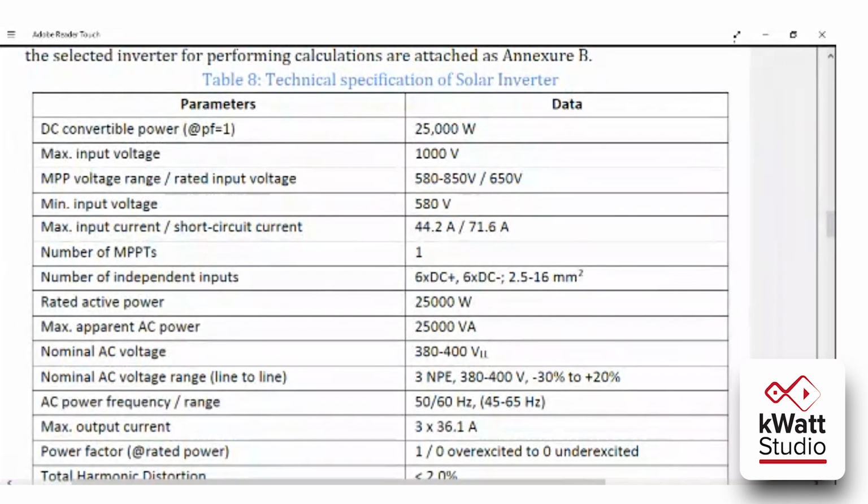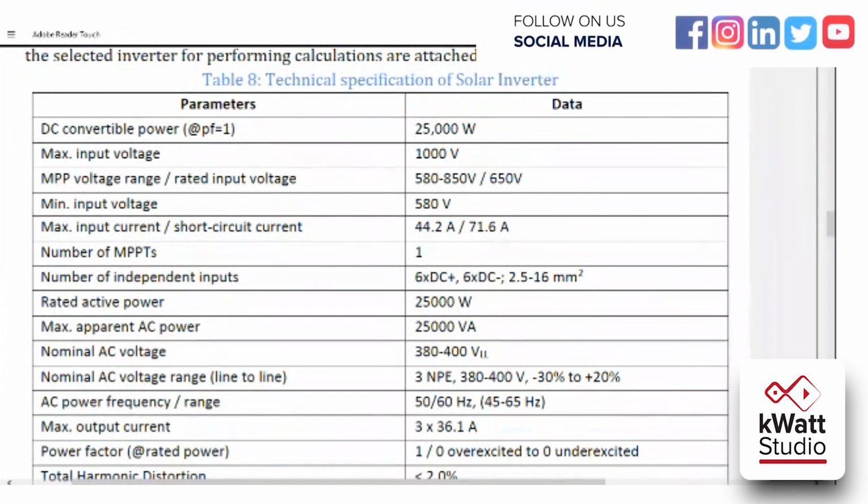So the 25 kilowatt inverter data sheet is mentioned over here. The DC capacity is 25 kilowatt, the maximum system voltage is 1000 volt, and the MPPT input voltage range is 580 to 850 volt. All these things are very interesting things related to the inverter, because this plays a vital role while designing your system.